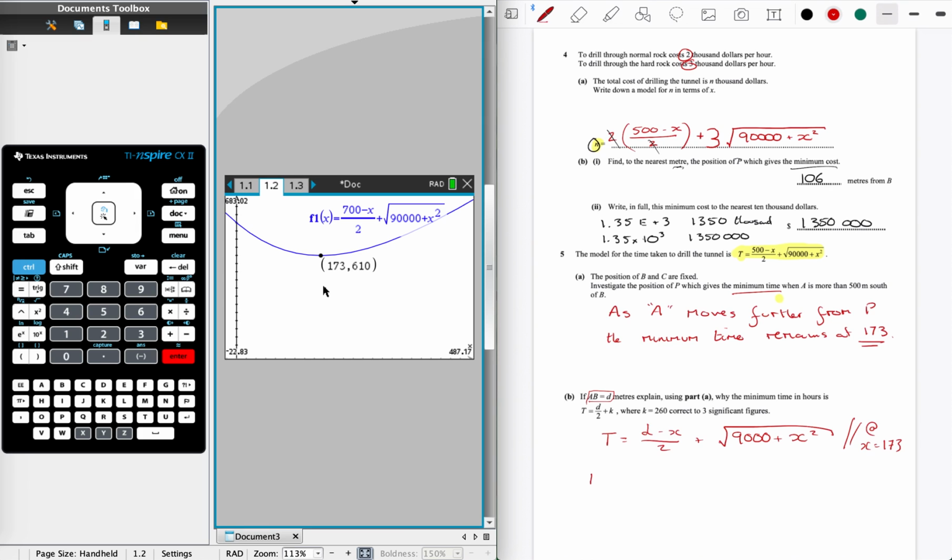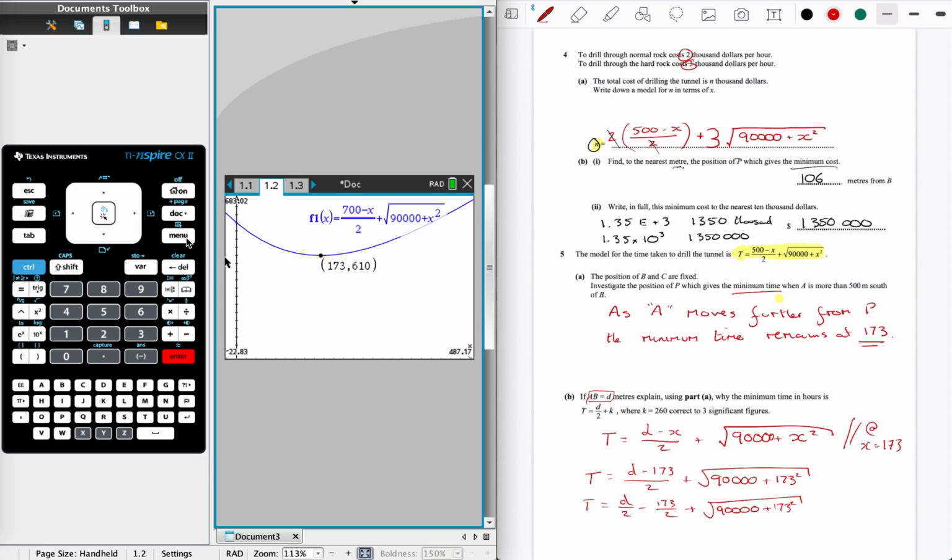So what do I get? T equals D minus 173 over 2 plus root 9, careful of this, 4 zeros, plus, not X anymore, 173 squared. Let's see what we get. So we get T is equal to, I can split this up to D over 2 minus 173 over 2 plus this thing, 173 squared.